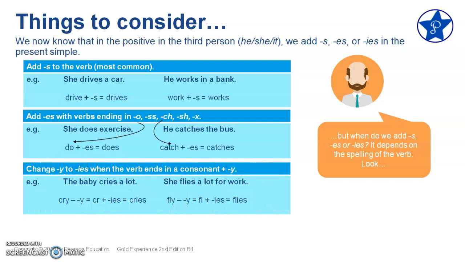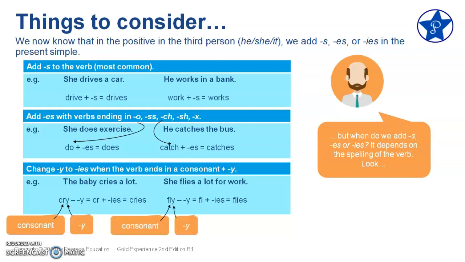And finally, we change y to ies when the verb ends in a consonant plus y. You see, in cry, we got consonant and y, cry, cries. And the same happens with fly. Fly, flies.